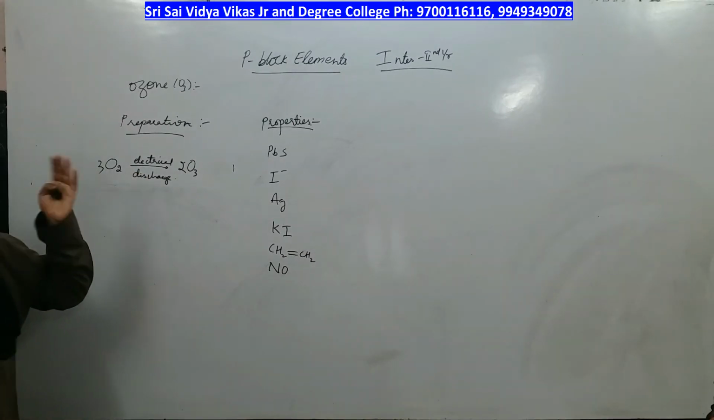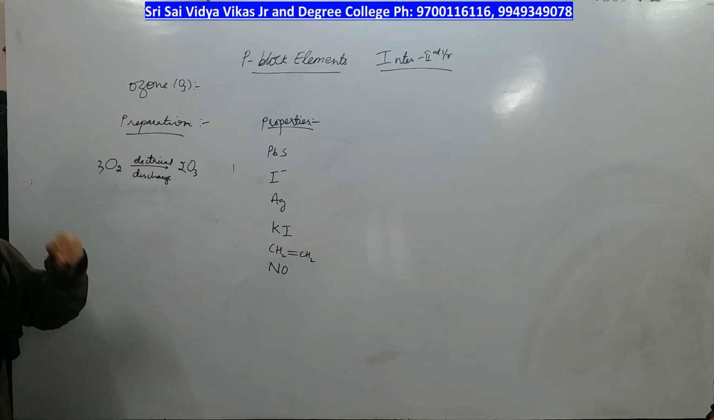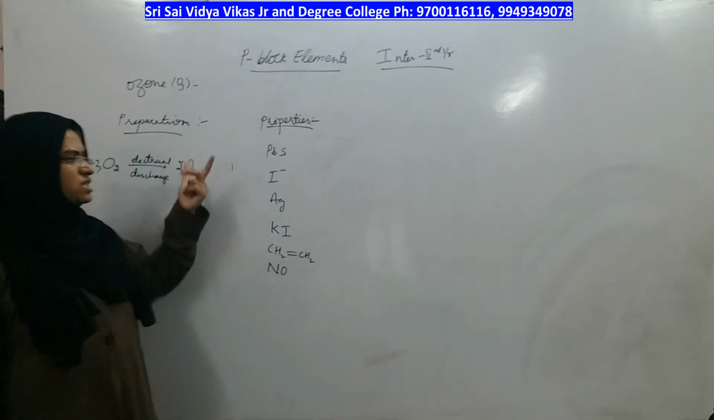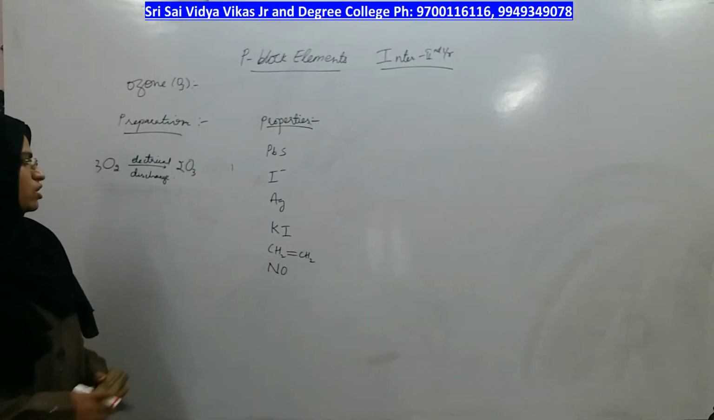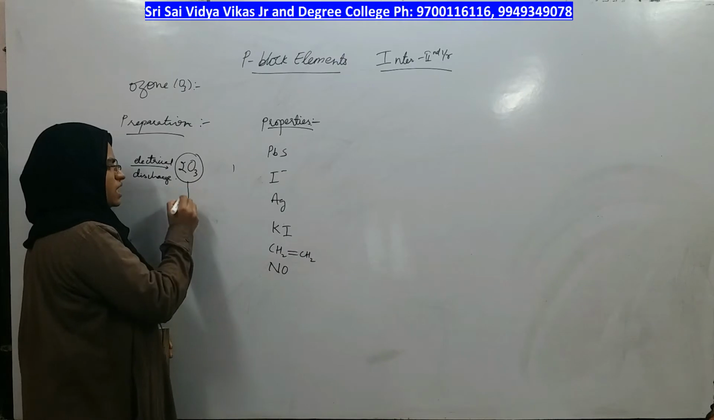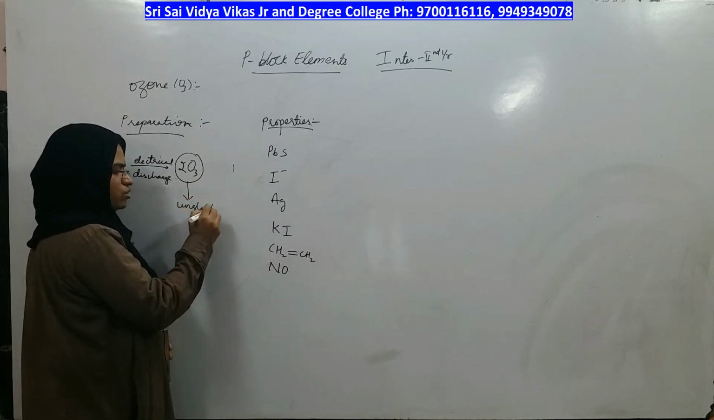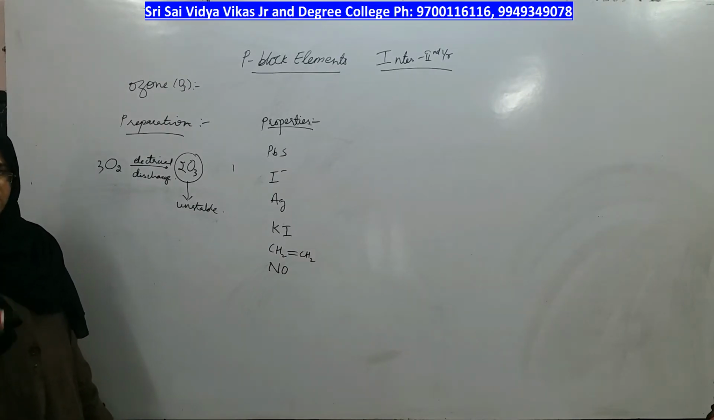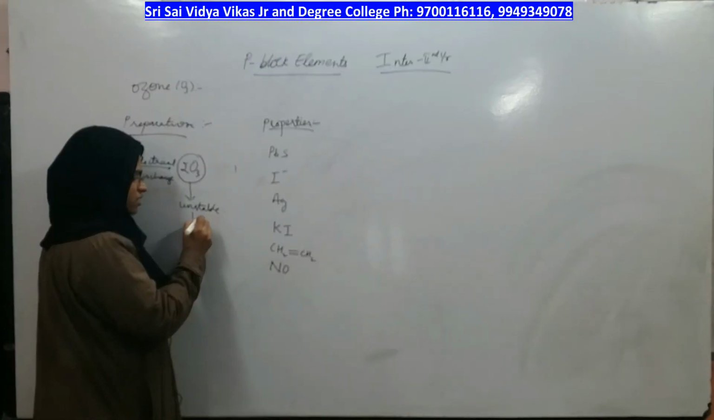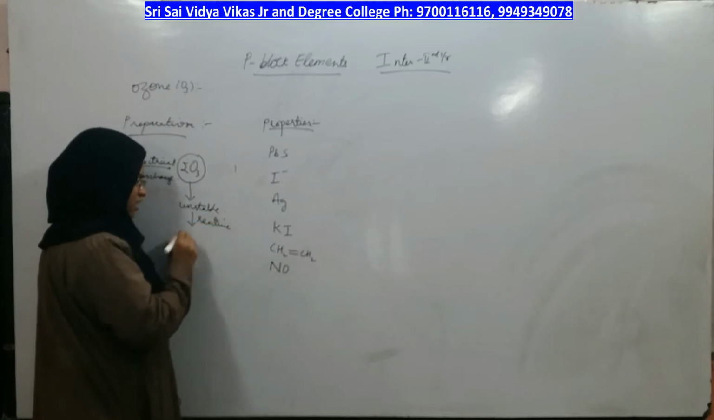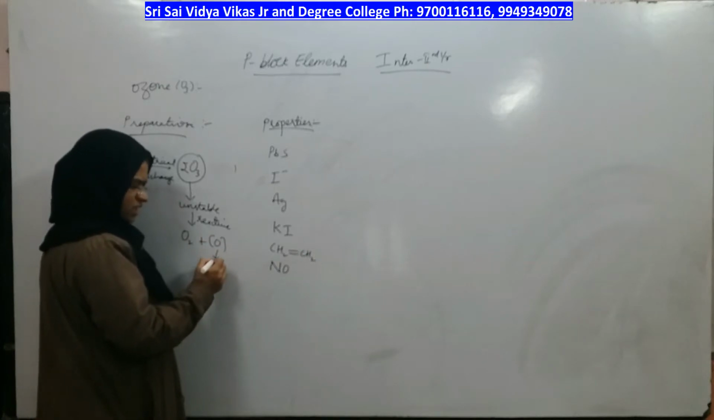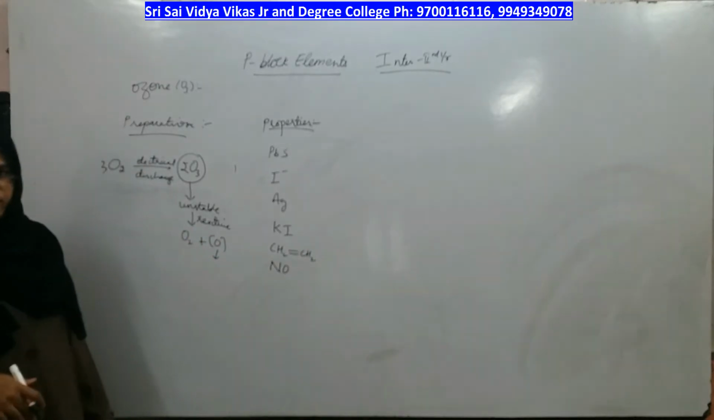There are not many preparations of ozone, but ozone has so many properties with different compounds. Why? Because ozone is unstable. I told you that you cannot store ozone for a longer period of time, and it is unstable. If it is unstable, it is also very reactive, and it converts ozone into oxygen gas and nascent oxygen. It has the ability to release oxygen in the form of nascent oxygen.